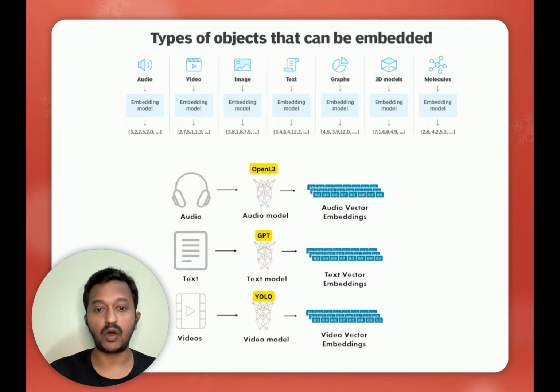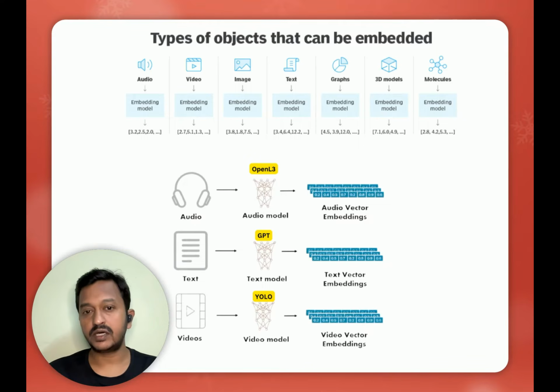For example, audio. If you have audio data, that can be converted into audio vector embeddings using an audio embedding model. OpenL3 is one example of an audio embedding model that you can use to convert your audio data into audio vector embeddings. Similarly, we have OpenAI's embedding model for text, which can easily convert text into text vector embeddings. And for videos, we have YOLO, a video embedding model that can convert video into video vector embeddings.